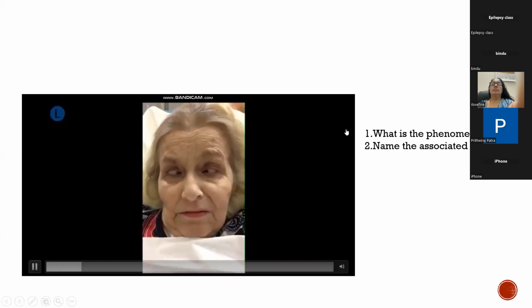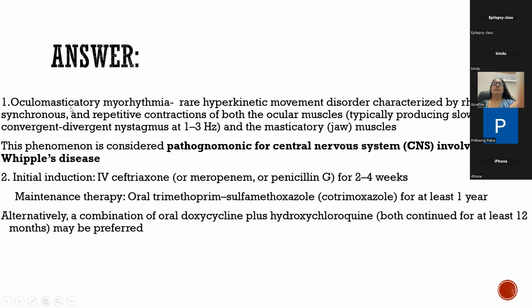The eye movement is the oculomasticatory myorhythmia, which is a rare hyperkinetic movement disorder. It is characterized by rhythmic, synchronous, and repetitive contractions of both ocular muscles that typically produce a slow, pendular, convergent-divergent nystagmus at 1 to 3 hertz. Along with that, there will be masticatory muscle involvement. This phenomenon is considered pathognomonic for central nervous system involvement by Whipple's disease.